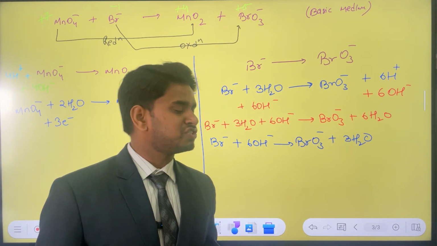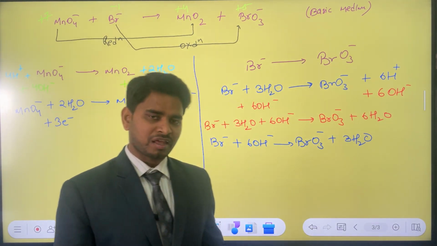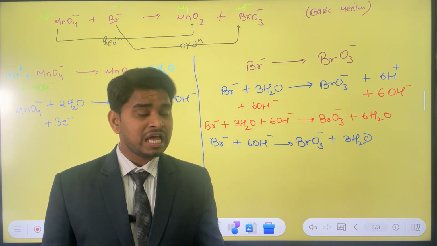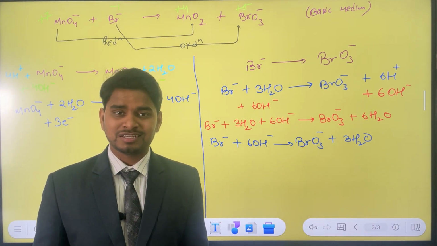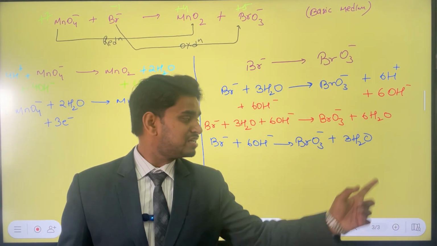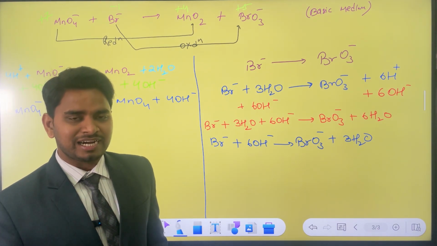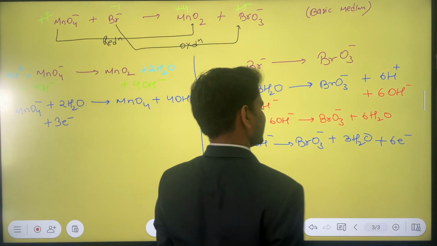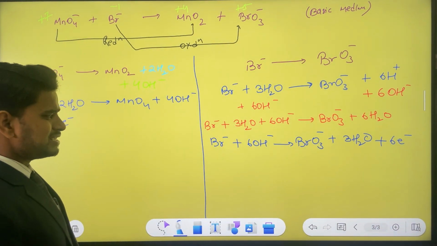We need 6 minus charge on the right side, isn't it? Here we have -1 and -6, total -7 charge, and here we have -1 charge. So we have to add 6 minus charge here. How can we add that? By adding 6 electrons. So add 6 electrons. Okay? Easy. Guys, that's it.